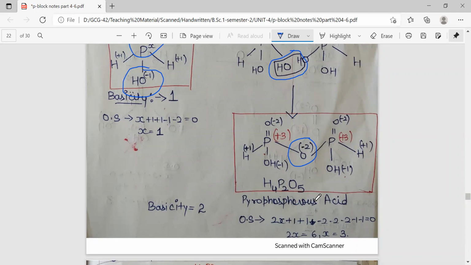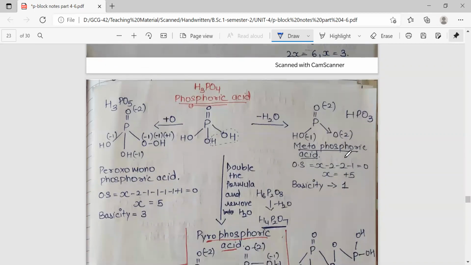Now if we want to know the oxidation state of phosphorus, we write 2x minus 2 minus 2 plus 1 minus 1 minus 2 minus 1 plus 1 is equal to 0. That means 2x is equal to 6, so x comes out to be 3. Each phosphorus has a plus 3 oxidation state. Basicity: obviously there are two hydroxide groups attached, so the basicity is going to be 2.